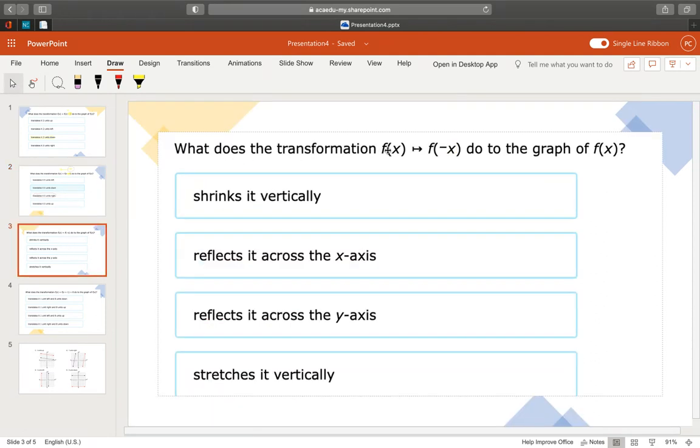Here, we want to know what transformation f(x) has if we change it to f(negative x). So we have a negative, but it is inside the parentheses. In the video, we talked about that if it's inside the parentheses, that means we are changing our x values. And in order to change the x values, we must cross the y. So this is going to be a reflection across the y-axis. Anytime you see the negative sign inside the parentheses, it's going to reflect across the y-axis.